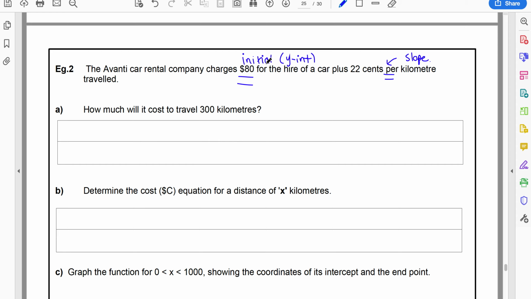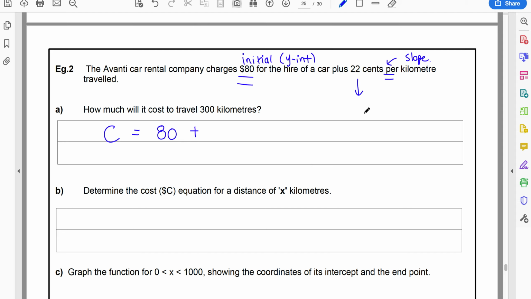Now to start off with, it's asking us how much would it cost. I'm going to use C for cost. We're going 300 kilometres. So just without thinking about an equation at all, let's just think about what we've been told. It's going to cost $80, plus it's also going to cost you 22 cents.